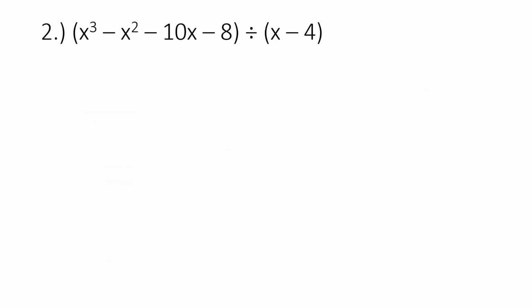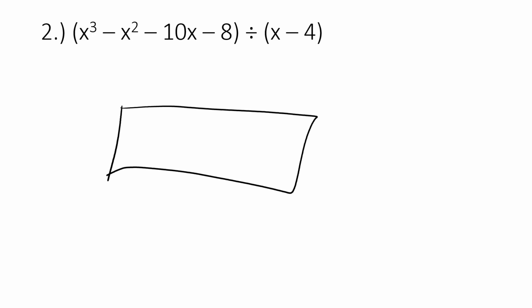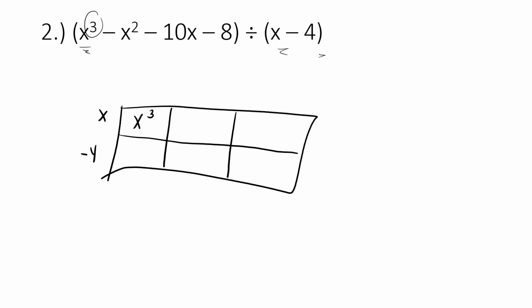All right, for this one, so let's go ahead and set up our rectangle. The degree here is 3, so we're going to go with 3 columns. And my height is going to be x minus 4. And we'll go ahead and put the x cubed into that upper left. And then we start this process. X times what gives me x to the third? Well, that is x squared. X squared times -4 is -4x squared.